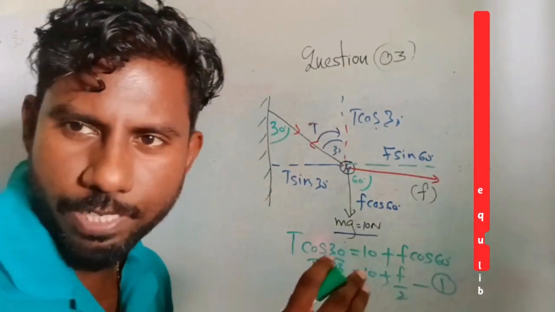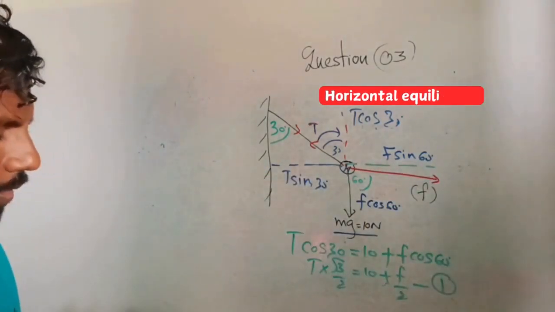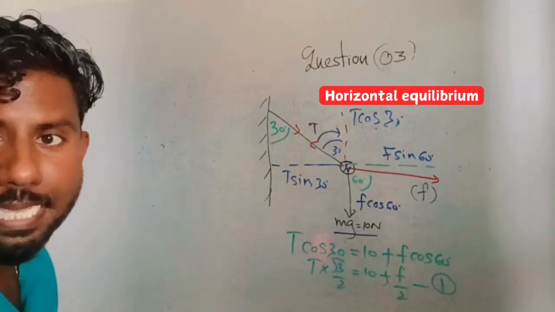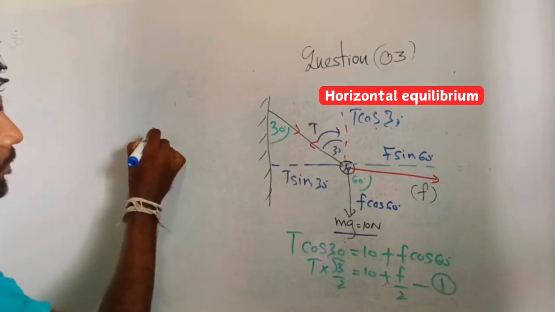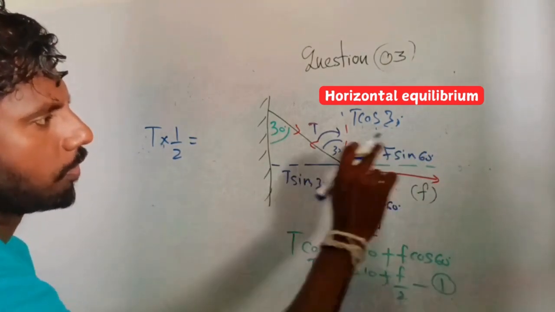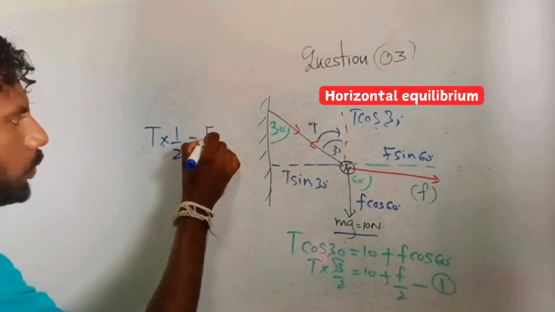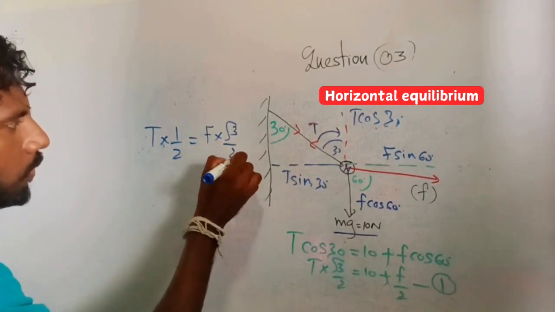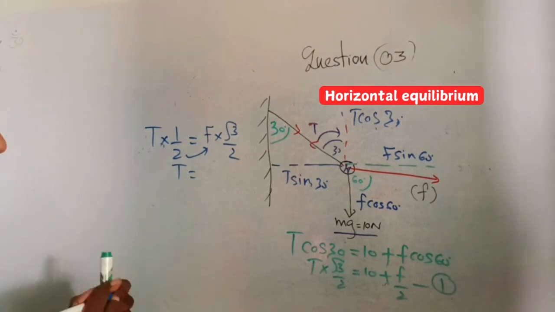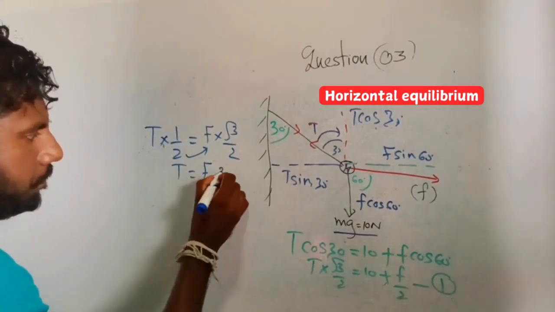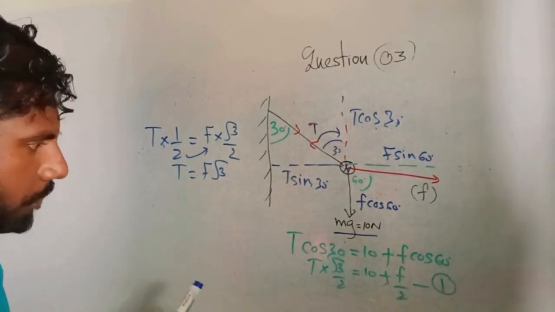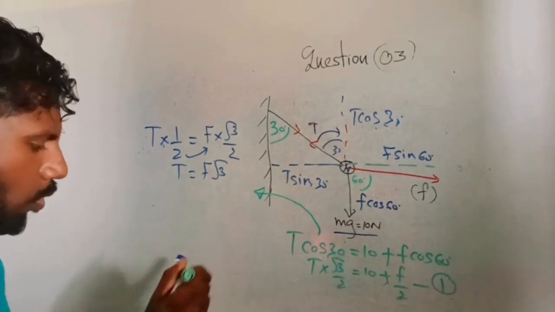Let's get the other equation from the horizontal equilibrium. Here we have T sin 30 and here we have F sin 60. T sin 30, that is T over 2, should be equal to F sin 60, that is F into root 3 over 2. So T equals F root 3. What we can do is substitute T as F root 3 into the first equation.